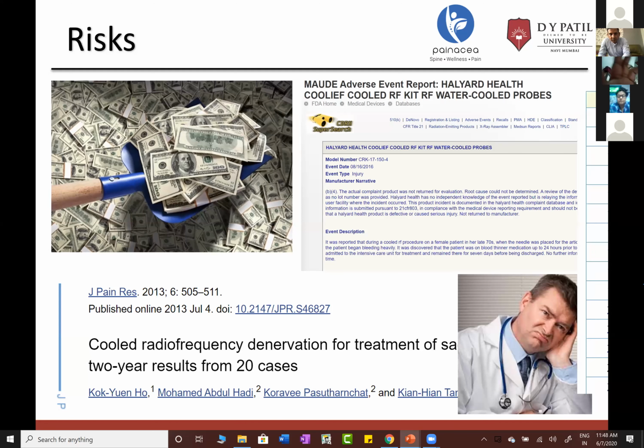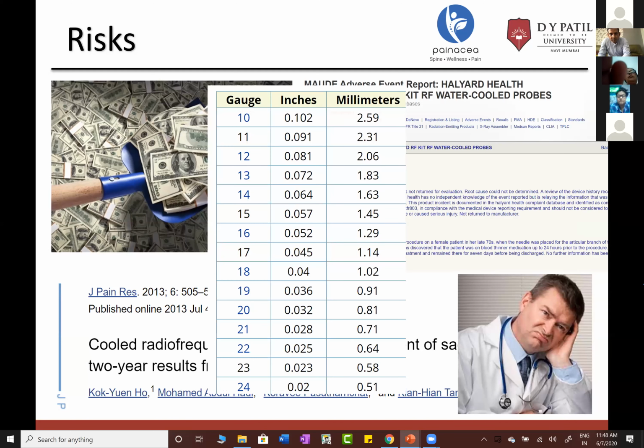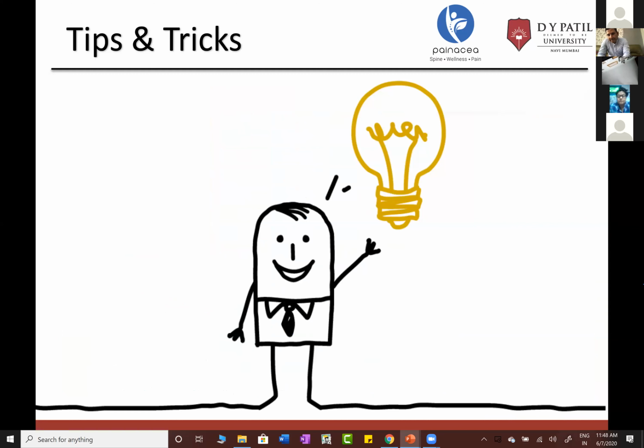To add to this, there is also a risk with the technologies, in that the size of the cooled RF cannula is 1.14 millimeters, because it's a 17 gauge cannula, and the size of the normal RF needle is 22 gauge, that is 0.64. It's a double difference. So then why should we take a risk and go for a better technology, or why do we say that the cooled RF is important? I'll take you to that also.